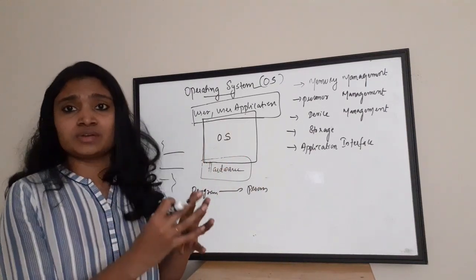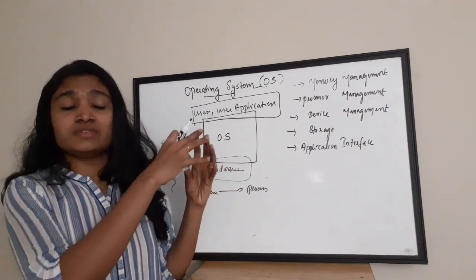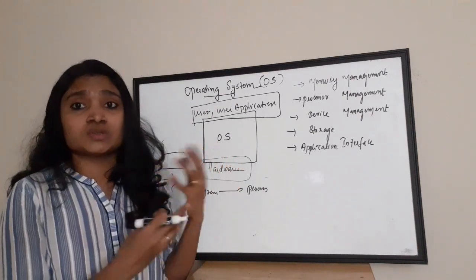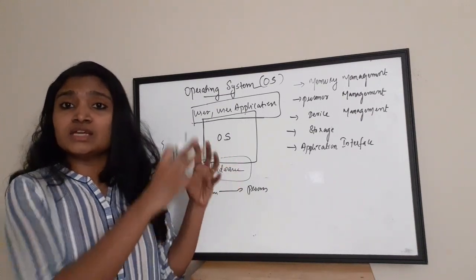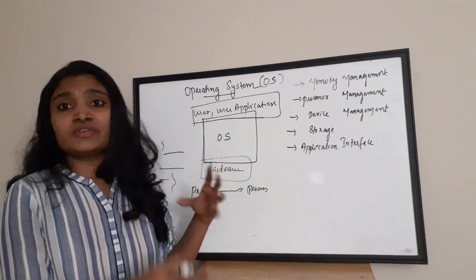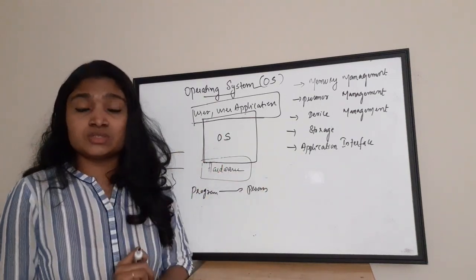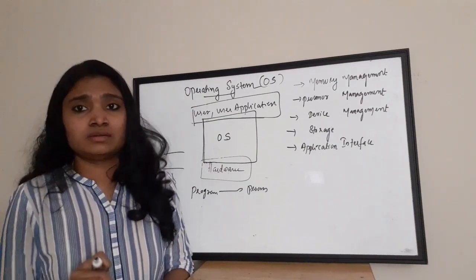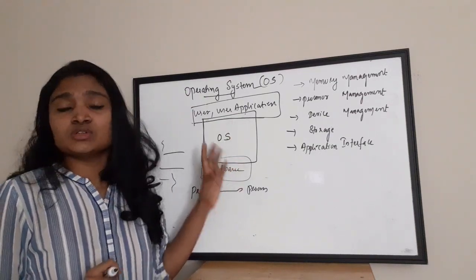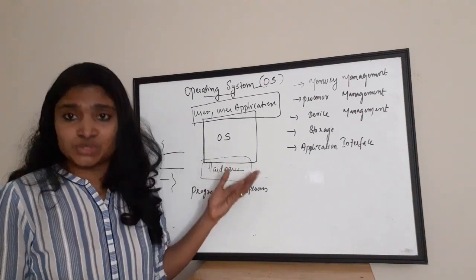There should be a coordination, right? When there are several processes running, there should be coordination or an order of execution or a control to make all these processes run in a good manner. So the operating system controls all these process executions.